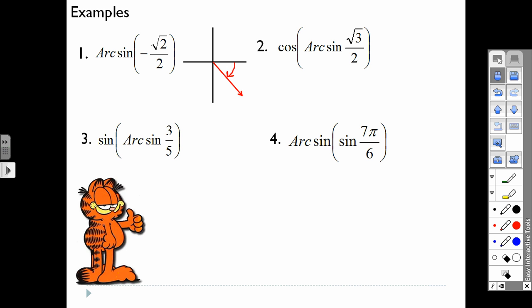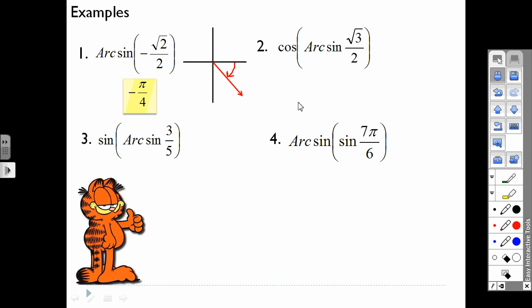Okay, and so hopefully when you look at your unit circle, root 2 over 2 reminds you of pi over 4, and we're going in the negative direction, so this answer would be negative pi over 4. And that's it. There's no step builder, nothing else, no other answer that you have to come up with. Okay, let's try number 2. We have the cosine of arc sine of root 3 over 2.